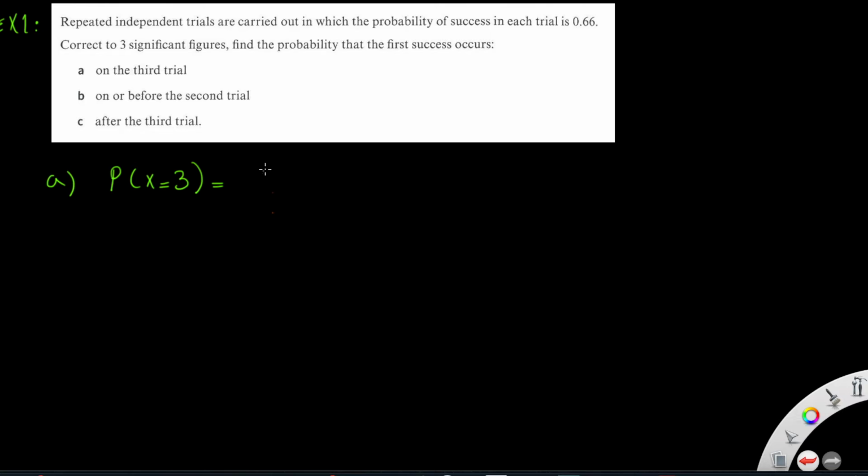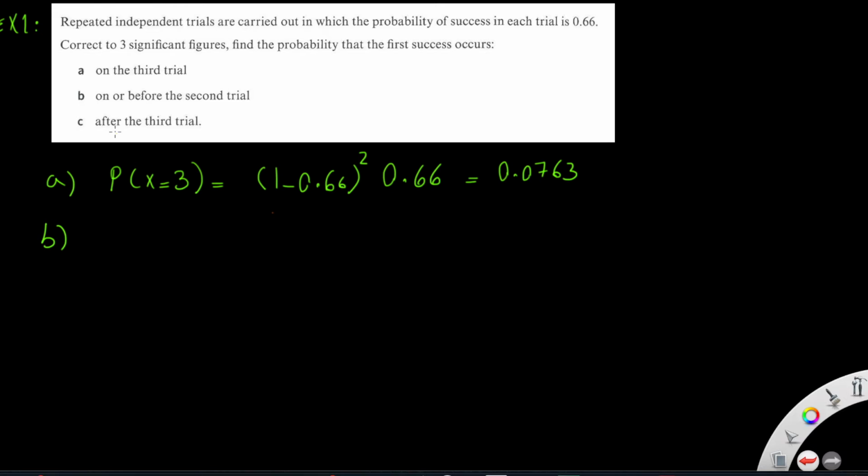So it means that the first 2 trials are failures. The probability of failure will be (1 minus 0.66) to the power of 2. You have 2 failures, and the third time will be a success. The probability of success is 0.66, which will be equal to 0.0763.